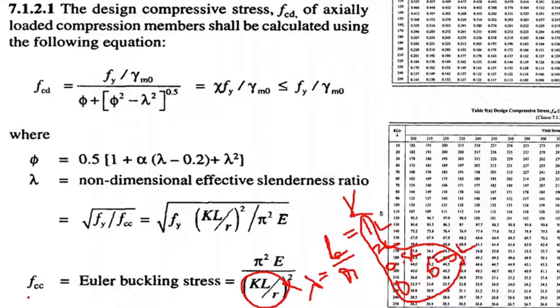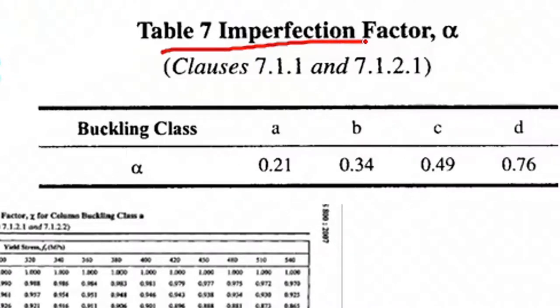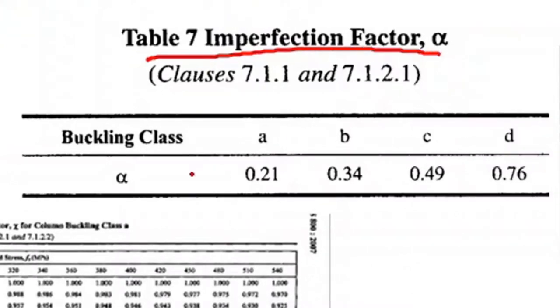Okay, now if you know what is Euler buckling stress, by knowing the Young's modulus of steel, the slenderness ratio, in a sense effective length, and its radius of gyration, then we can calculate Euler's buckling stress. Now what is alpha? The alpha is the imperfection factor, which is given in table number 7.